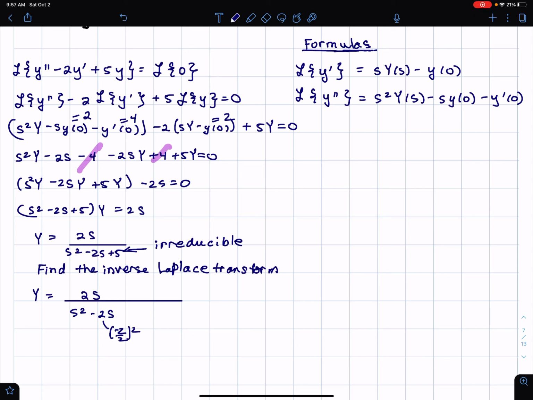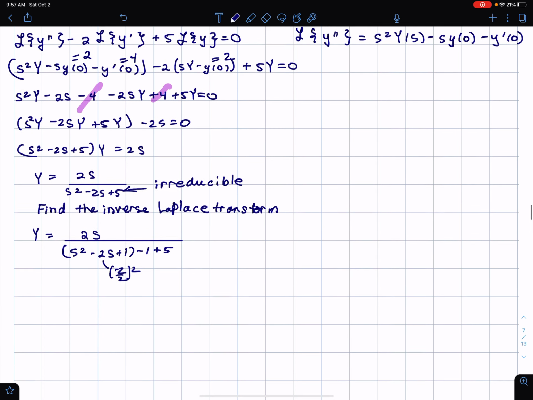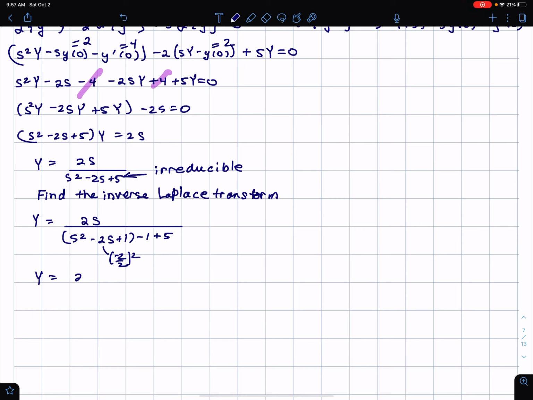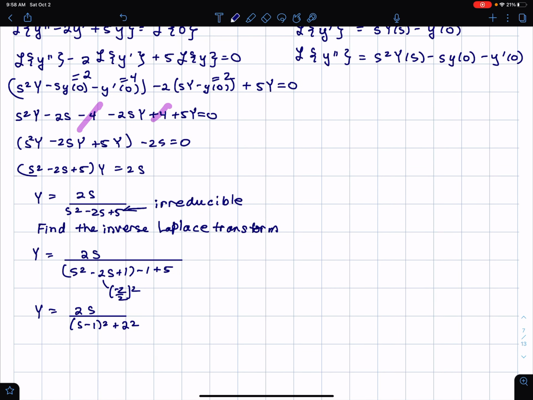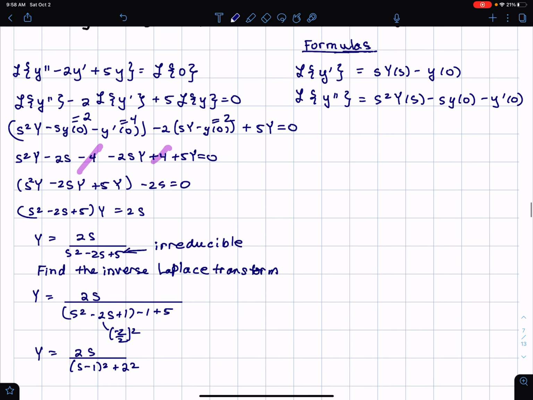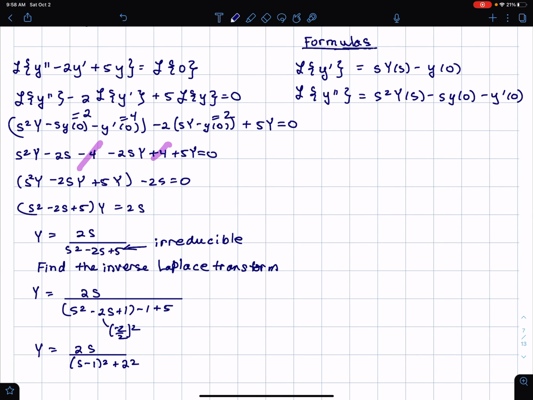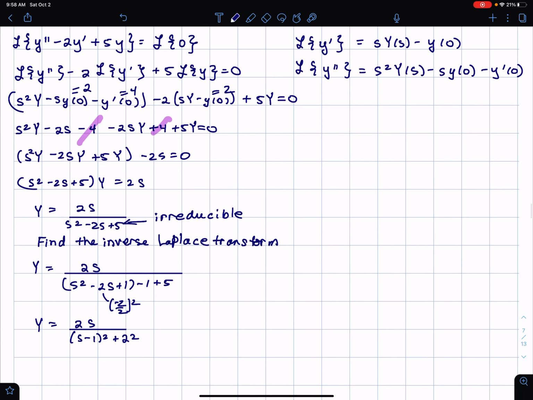So we take the coefficient of s, which is -2, divide by 2, squared, and that makes 1. So I've just introduced 1, I subtract 1, because 1 minus 1 is 0, and I have 5 here. So I have Y equals 2s over s minus 1 squared plus 2 squared. And okay, so let's just see where this goes.